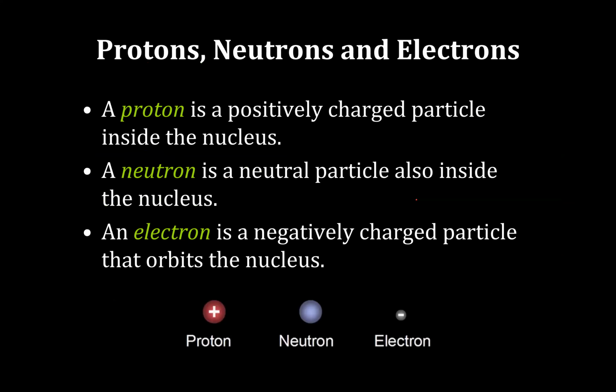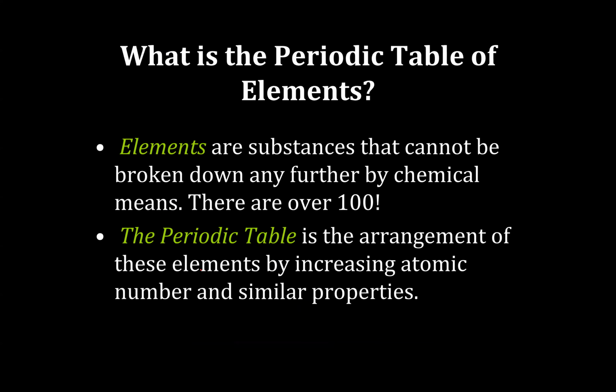So you know that the proton is a positively charged particle inside the nucleus. The neutron is neutral, with no charge, and it is also inside the nucleus. The electron is a negatively charged particle, and it orbits around the nucleus. You understand what an orbit is, right? Yes, it basically revolves around a nucleus. That's what orbit means.